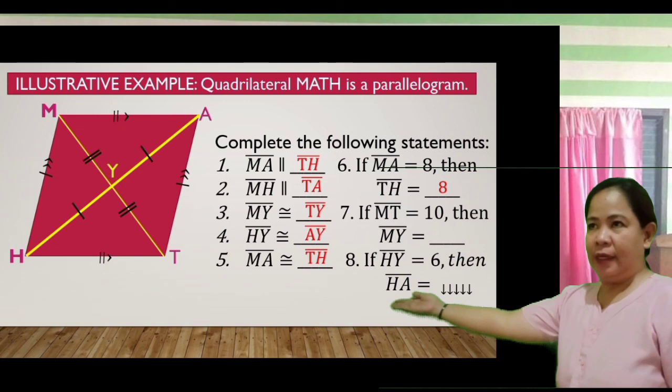Number 7, if MT is equal to 10, then what is the measure of MY? Of course, it is 5. And the last one, if HY is equal to 6, then what is the measure of segment HA? Of course, it is 12.